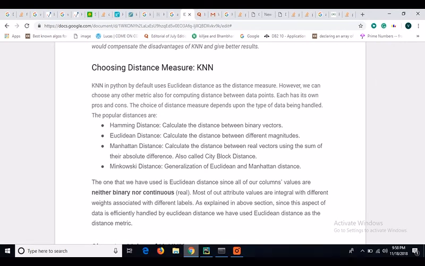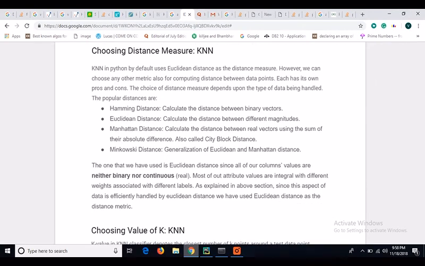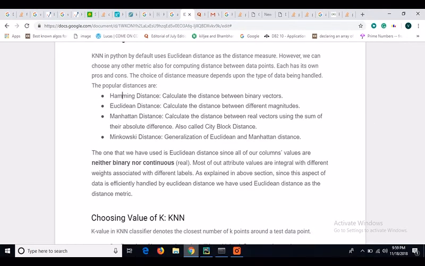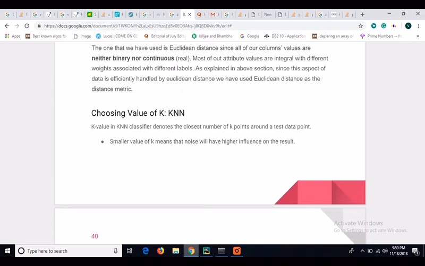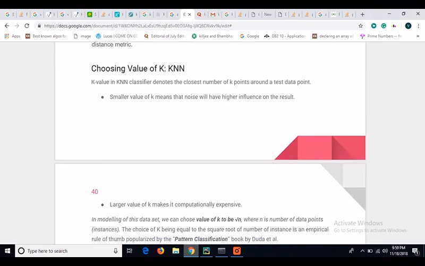Choosing the distance measure. There are various distance measures available like Hamming distance, Euclidean distance, Manhattan distance, or Minkowski distance. Hamming distance is used for binary vectors, Manhattan for real valued or continuous attributes. However, our data has mostly integral values in a particular range because we have converted most of the categorical attributes to numerical attributes. So in this kind of data set, Euclidean distance should be an apt measure for achieving good accuracy.